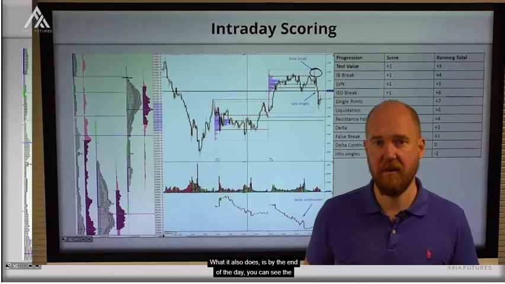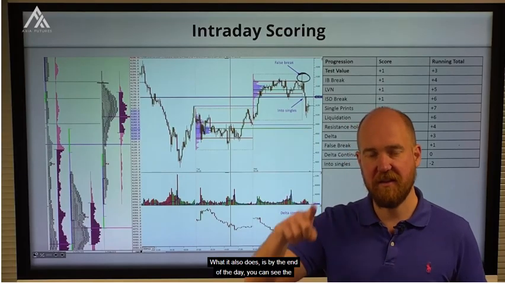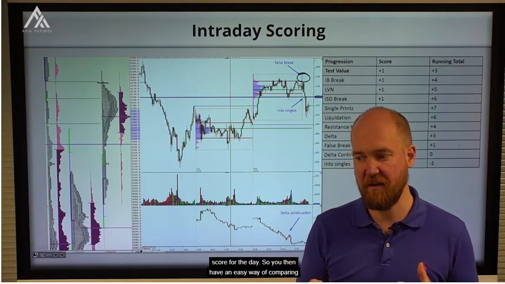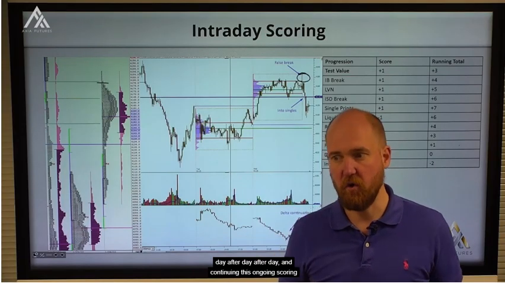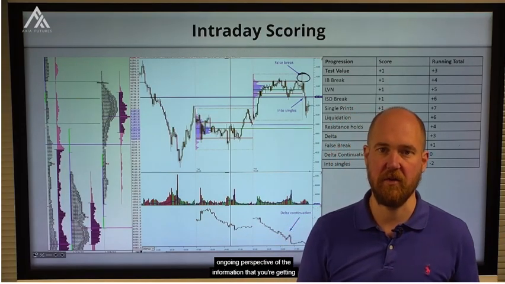What it also does is by the end of the day, you can see the score throughout the day. So you then have an easy way of comparing day after day after day and continuing this ongoing scoring, ongoing perspective of the information that you're getting coming in.